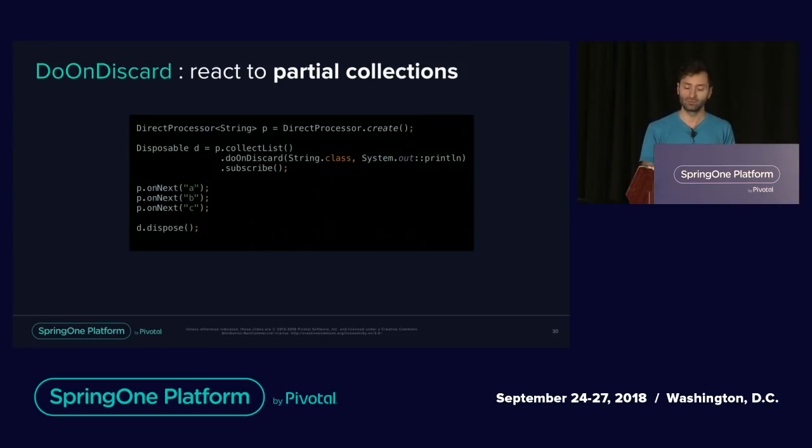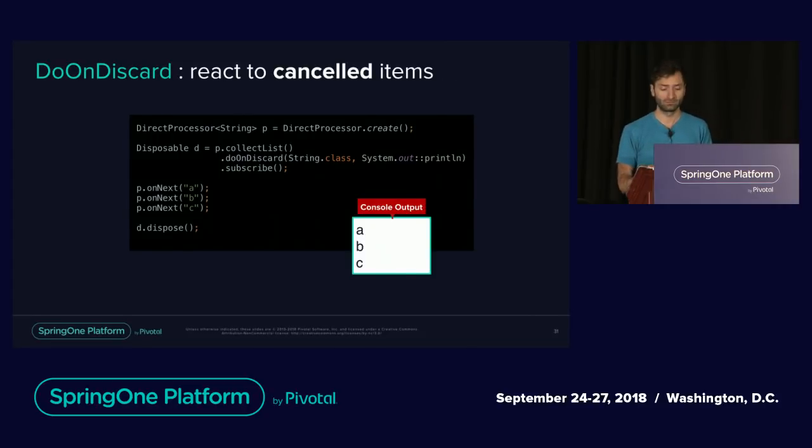And now with this DoOnDiscard, we can also redirect the data to actually do something with the DoOnDiscard callback. And it's pretty cool because we also flatten the structure. So a collect list will collect everything in a collection, in a list. But with DoOnDiscard, you react basically for each element that might have been dropped within the list. So it's A, B, and C.